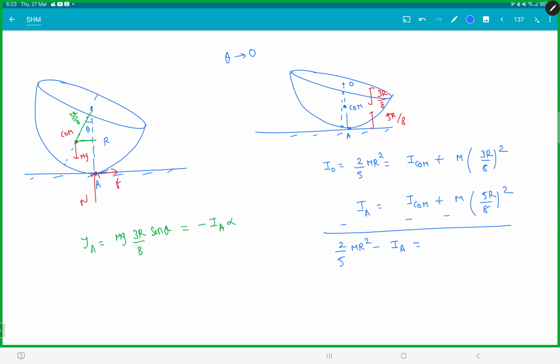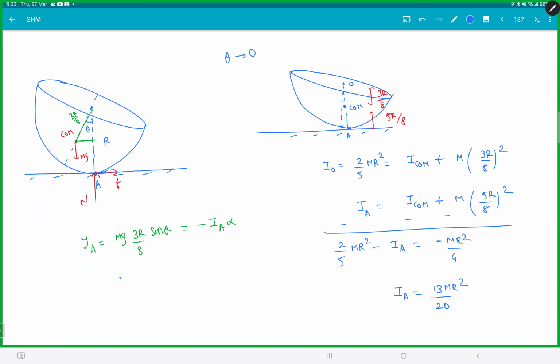This guy will be how much? 9 minus 25, 16. 16 by 64 minus mr square by 4. 2 by 5 plus 1 by 4, 4 to 8, 8 plus 5, 13. 13 mr square by 20.